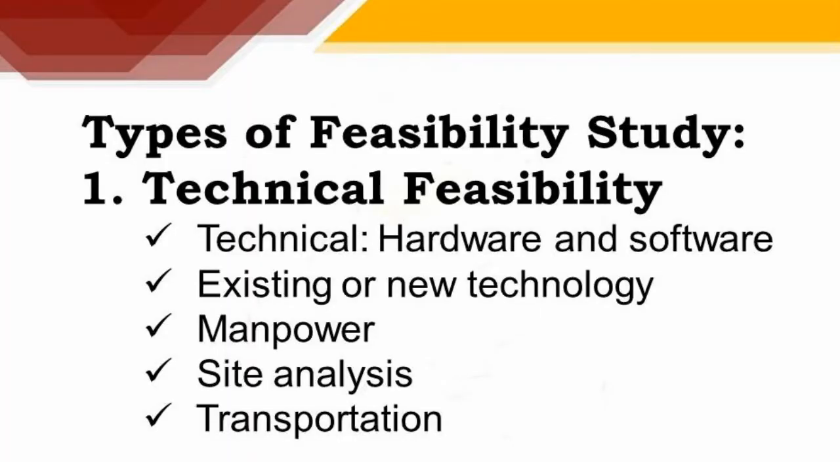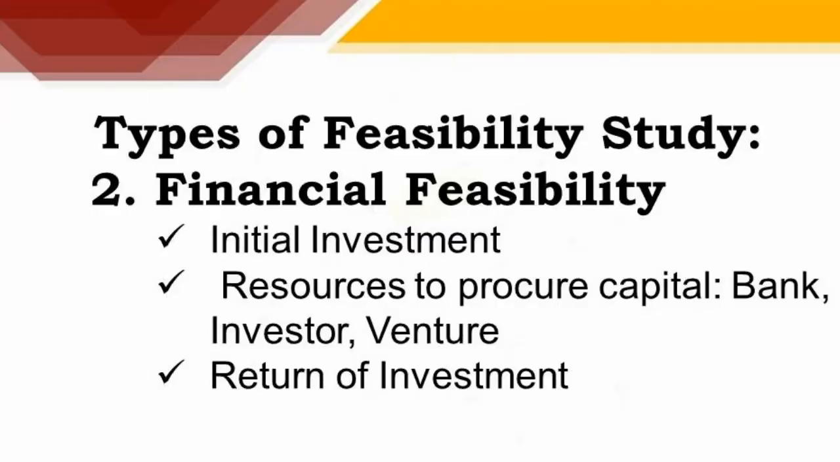So in technical feasibility, it can be the hardware or the software. It's either you are about to introduce a new product, or you need to conduct a feasibility study with the existing or the new technology. It's either the manpower, the location or the site analysis, and the transportation. And in the financial feasibility, it can be the initial investment that your company would be needing, resources to procure capital in the banks, investors, venture capitalists, or something like that, or the return on investment.